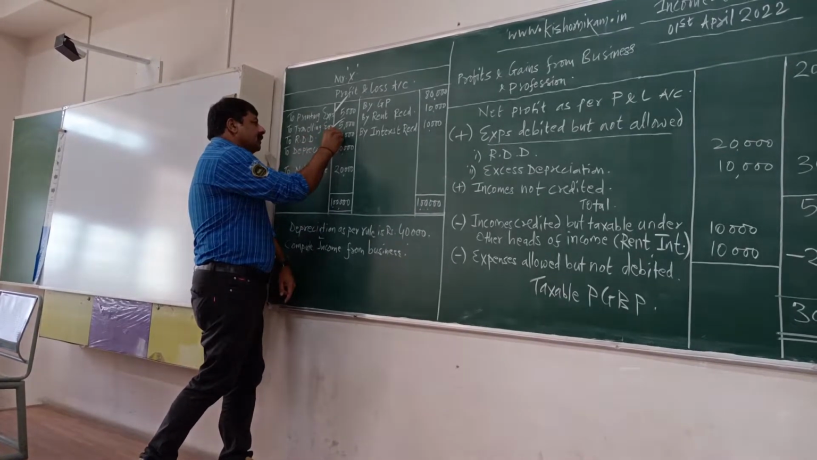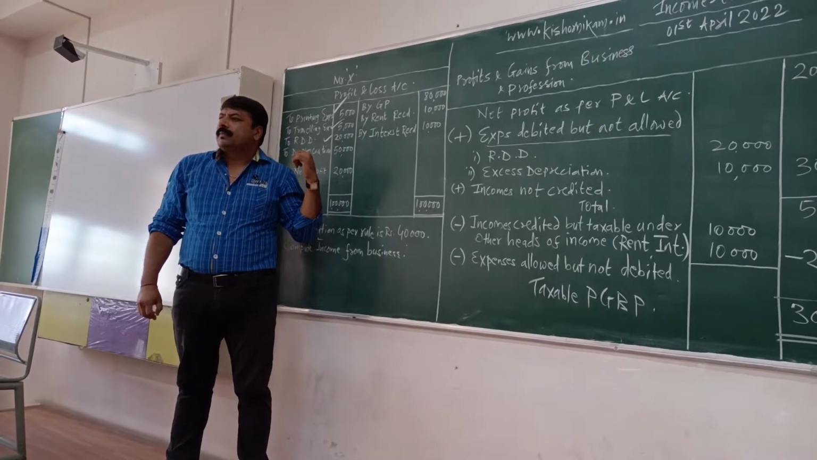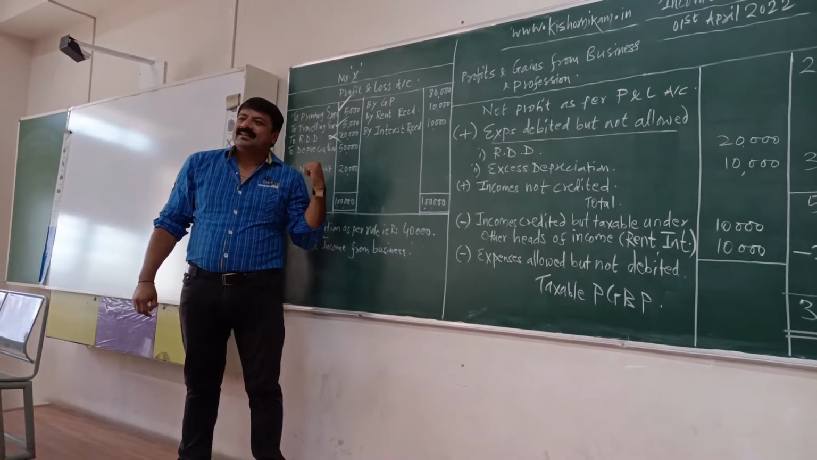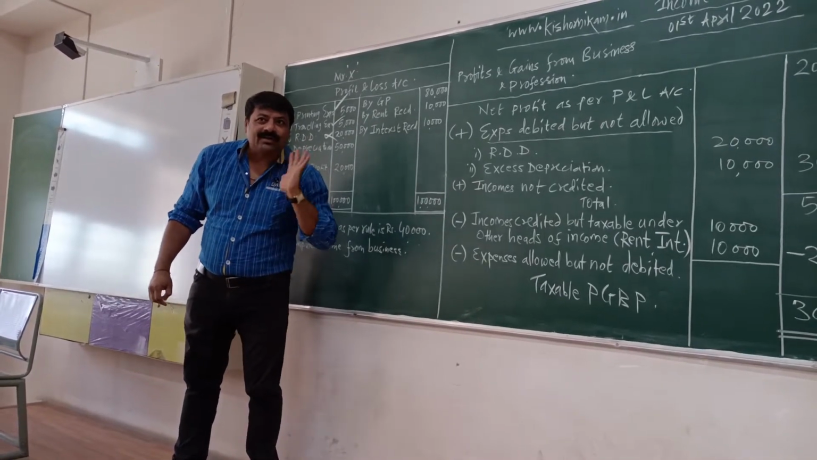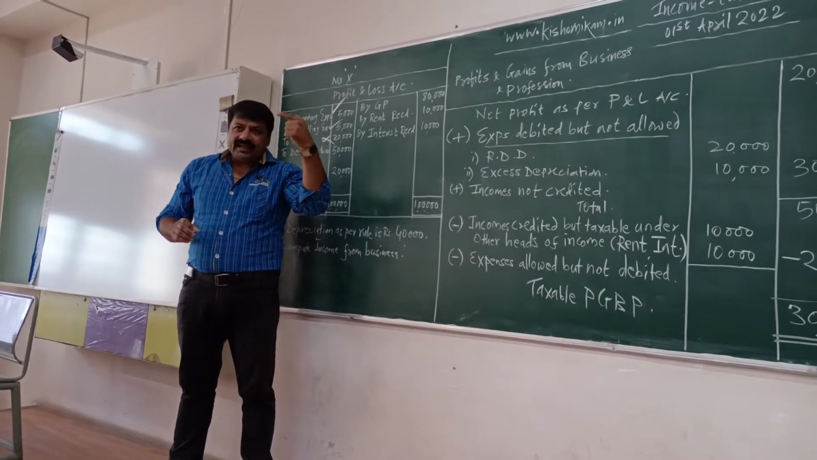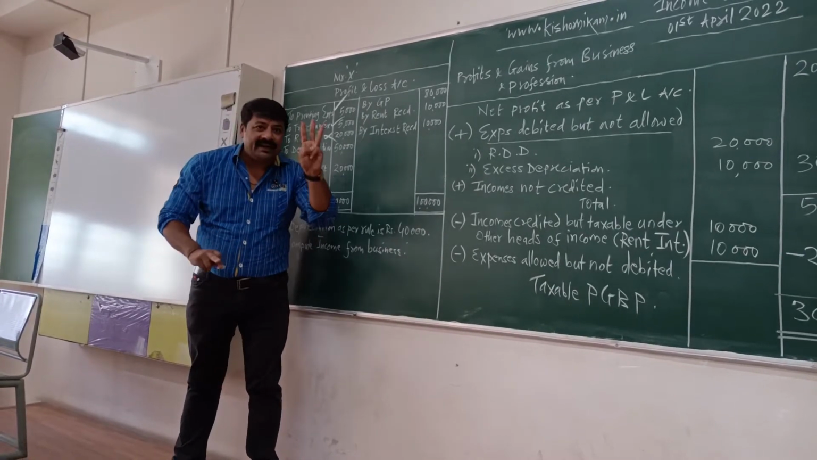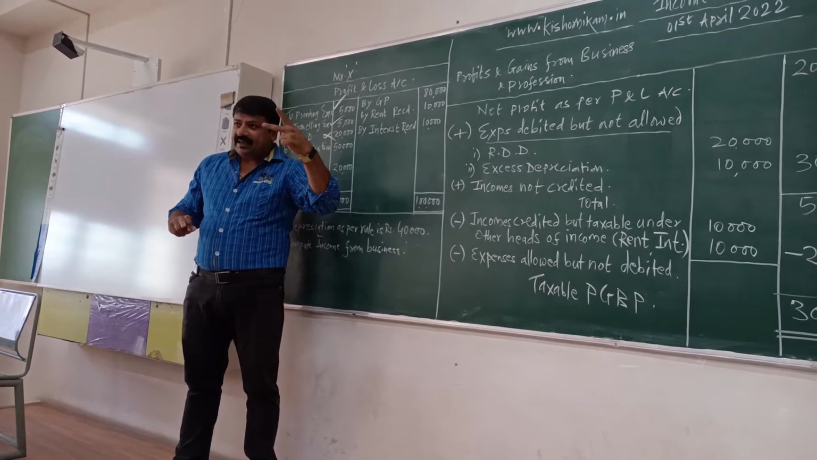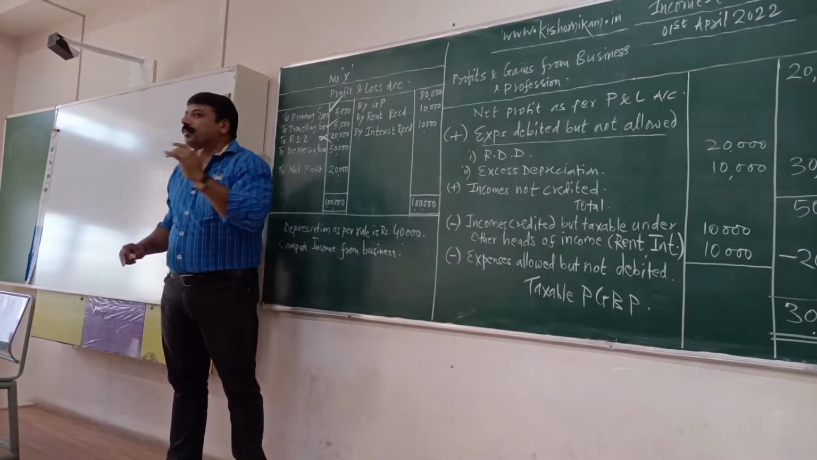Third is RDD, reserve for doubtful debts. Is it the correct treatment? No. As per the rules of income tax, it is not allowed to be debited. It is a reserve, not an actual loss. There is a difference between actual loss and reserve. So reserve for doubtful debts, reserve for bad debts, reserve for bad and doubtful debts, which are RDD, RBD, RBDD, and reserve for future losses, are not allowed to be debited to the profit and loss account.